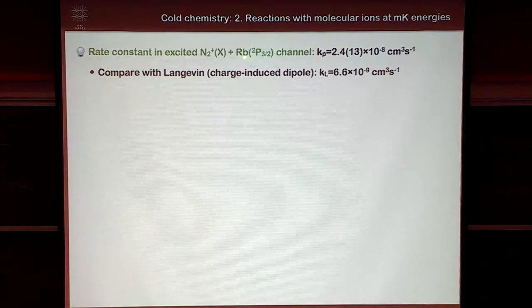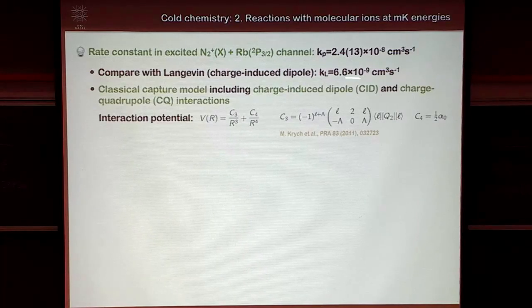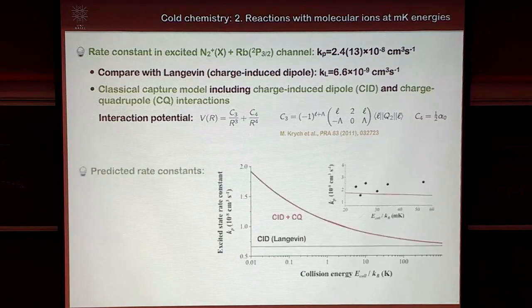One realizes that rubidium, in this 2P3/2 state, has a permanent quadrupole moment. And this permanent quadrupole moment can, of course, interact with the ion. So we of course have a charge-induced dipole interaction, but then we also have a charge-quadrupole interaction. What we did is we put this into a simple classical capture model, in the spirit of Langevin, but just adding this charge-quadrupole interaction. We calculated the cross-section from that, and calculated the rate constants. Then this is what we predict from the simple classical model for the rate constant, and these are our experimental results in the energy range from 20 to 60 millikelvin. So this is what we can access in the experiment.